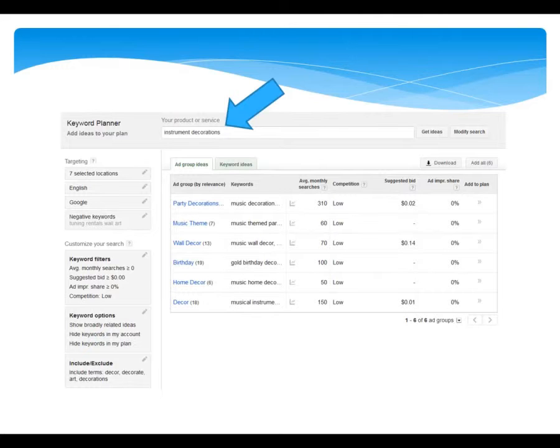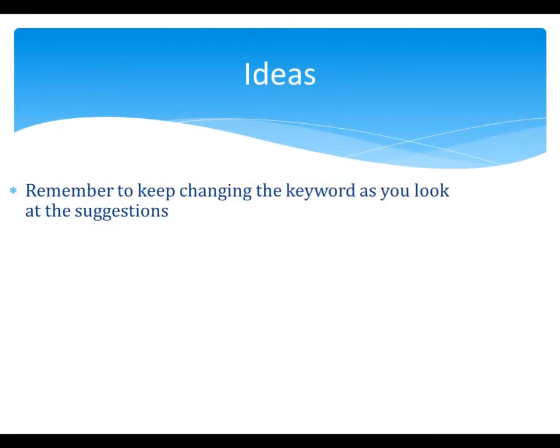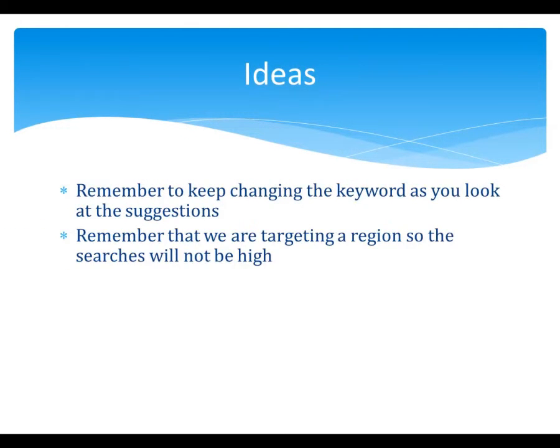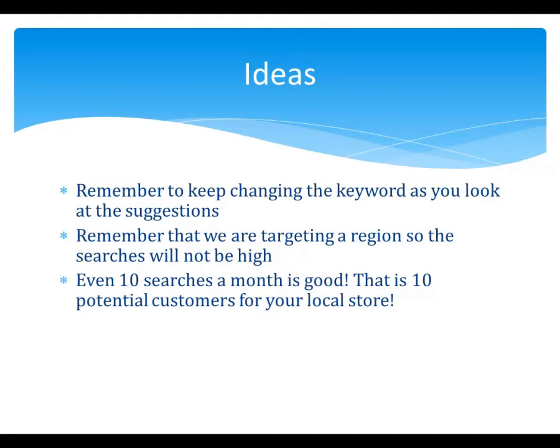We could see that there's a lot more opportunity here for targeting low competition keywords organically. Remember to keep changing the keyword as you look at the suggestions. Remember that we're targeting a region, so the searches aren't going to be very high. Whenever you're demographically targeting, the competition is usually going to be low, and the searches are not going to be high. Even 10 searches a month is good. That's 10 potential customers for your local store. Okay, even 0 is good.